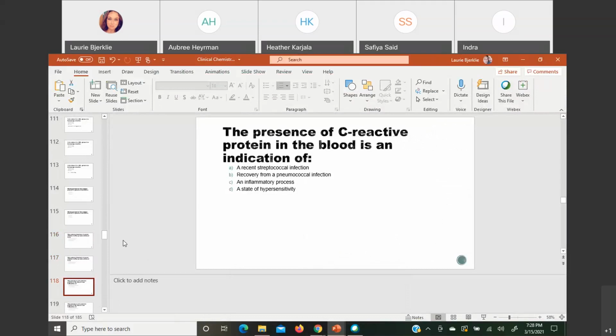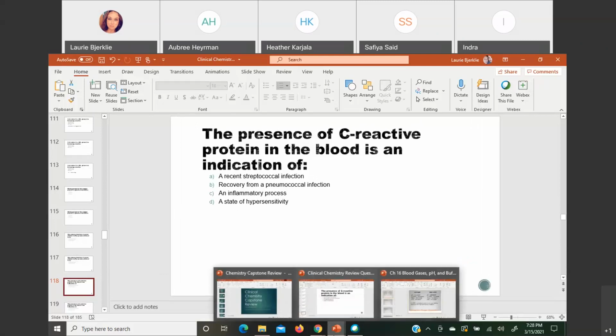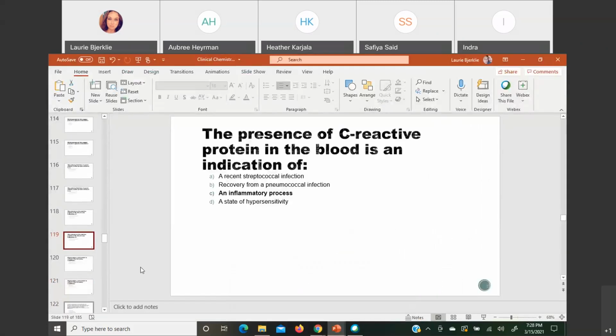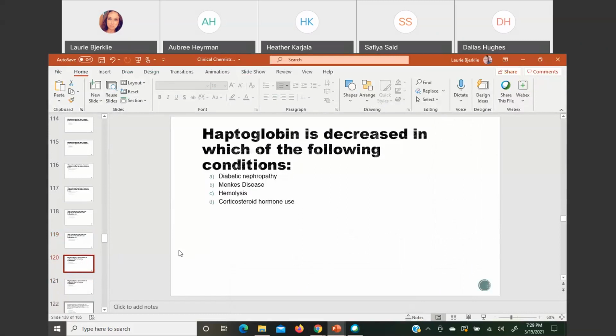Okay, the presence of C-reactive protein, CRP, in the blood is an indicator of what? Why do we measure CRP? All right, so I see some guesses. Good. Yep, all about inflammation. So CRP is a measure of inflammation. At my lab, they love to ask for both sed rates and CRPs together. Ugh, it's annoying.